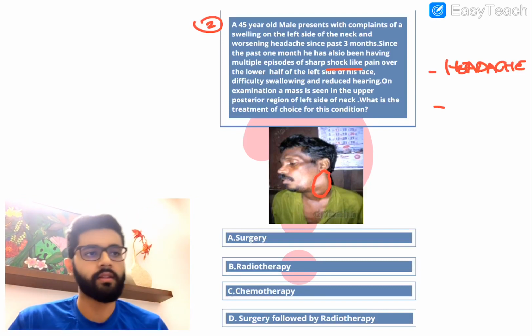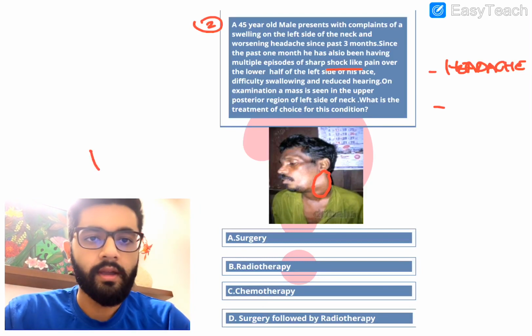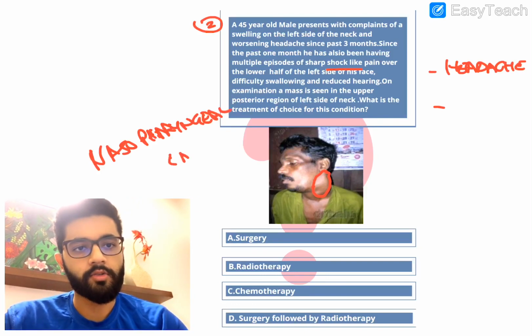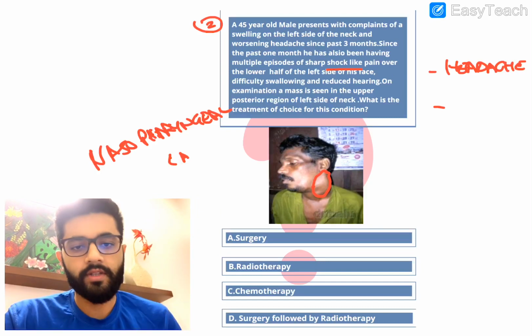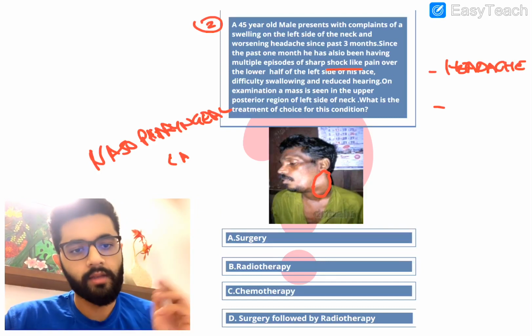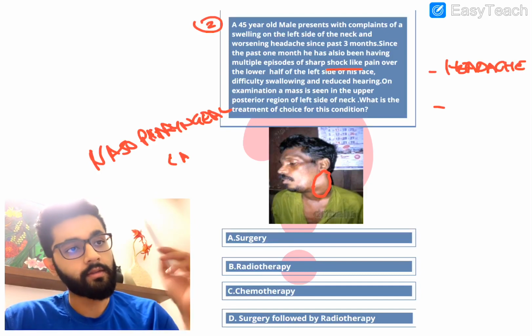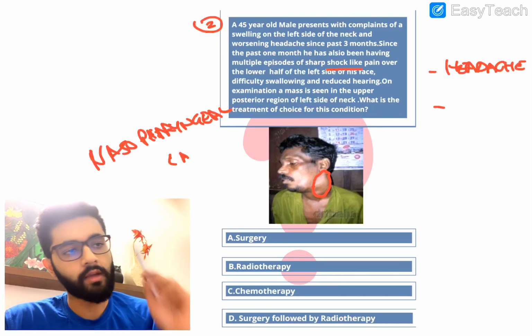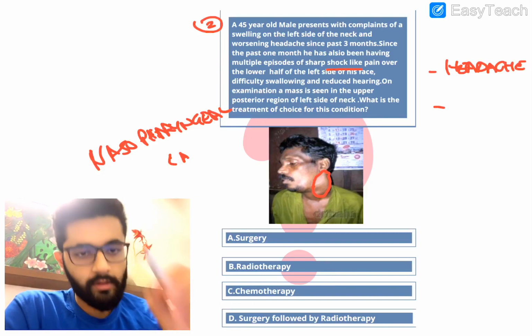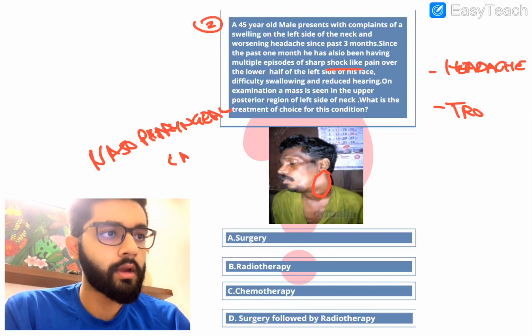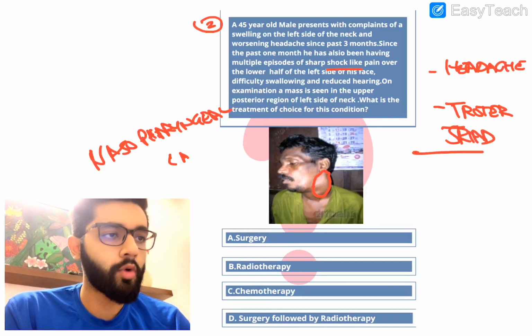So all these together, you should only think of one thing, and that is nasopharyngeal CA. I'll tell you why. The clinical features of nasopharyngeal carcinoma include a swelling, usually in the posterior part of the neck below the mastoid. Second thing, most important, headache. There's a persistent headache which worsens, and why I confirmed it was because of the presence of three things, which is called the Trotter's triad. So what is the Trotter's triad?